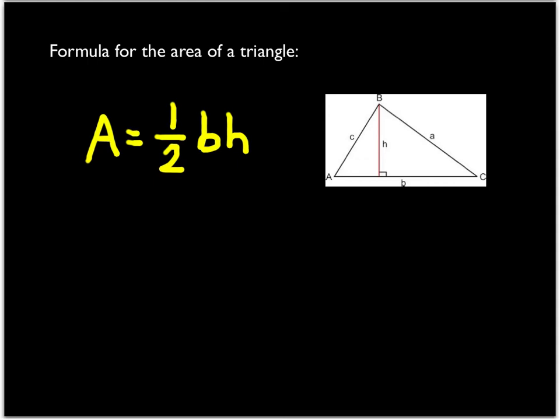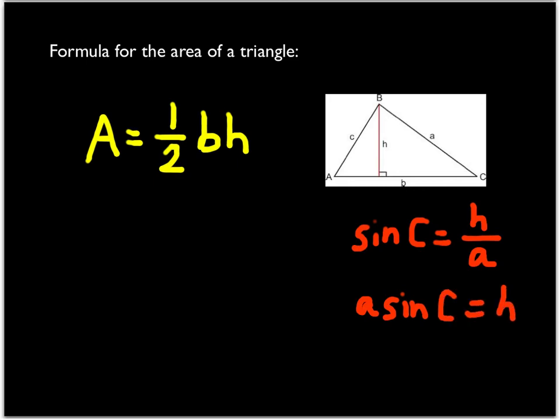What we've talked about in this chapter, just some basic right triangle trig here, is if I look at angle C here, I can say that the sine of angle C is going to be opposite over hypotenuse. So in this case, that's going to be h over a. And actually the h then, I can solve for that. If I solve for h, I'm going to get a times the sine of C is going to be h.